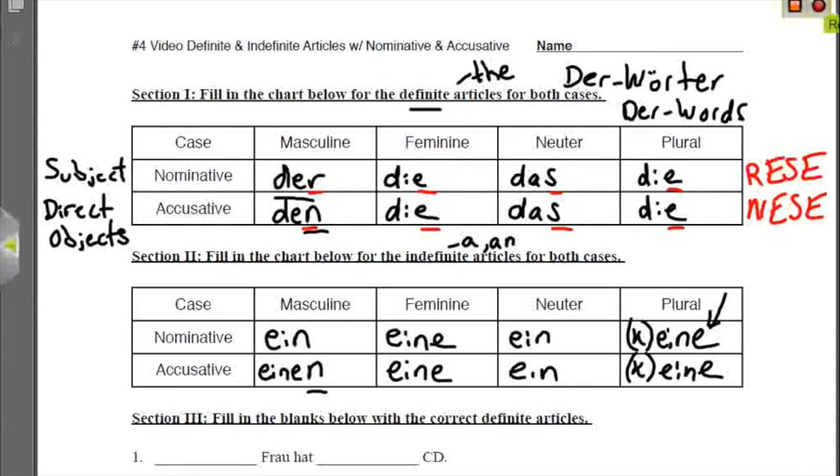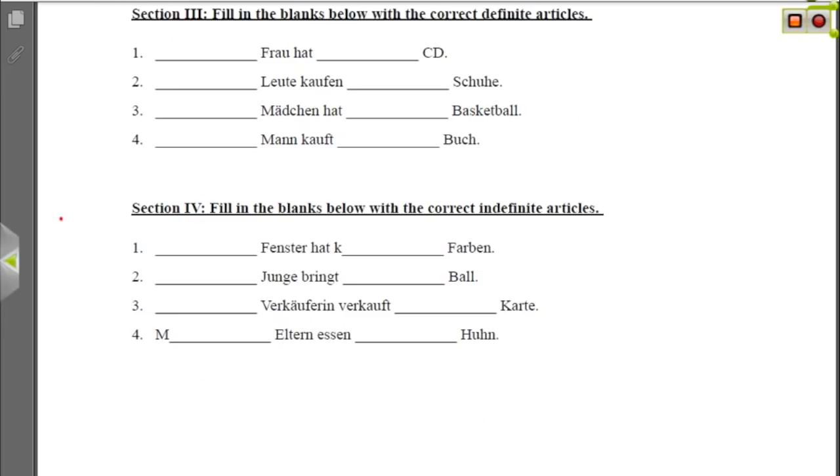Now you don't have such a mnemonic device for the other ones, for the indefinite articles. There's nothing really I can do about that. There's only 8 of them so far, so just memorize those, and we'll memorize the rest of them whenever they show up. Now here in section 3, it says that we're supposed to fill in the blank with definite articles. So that should be relatively easy.